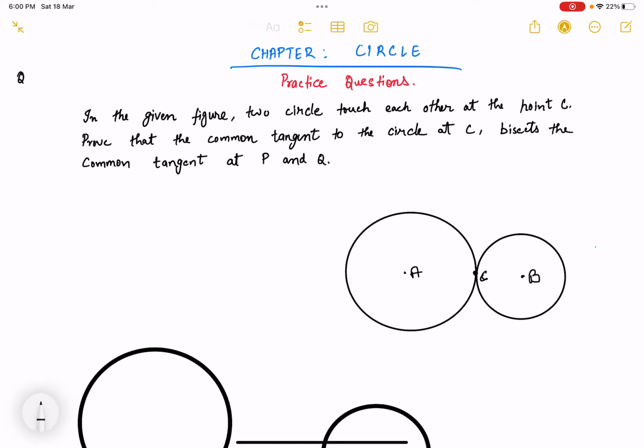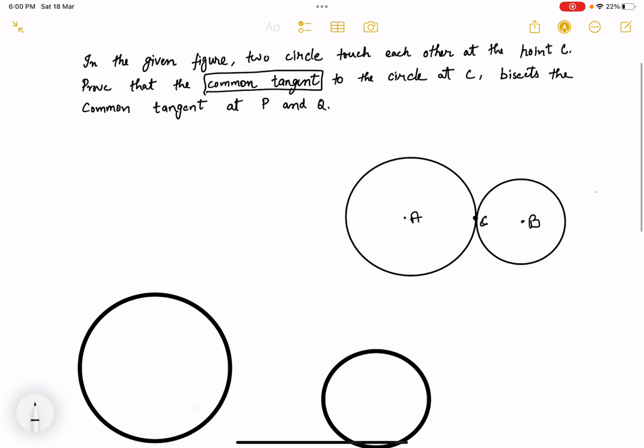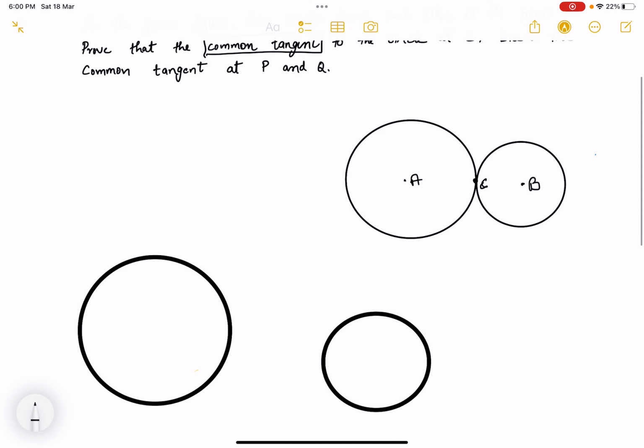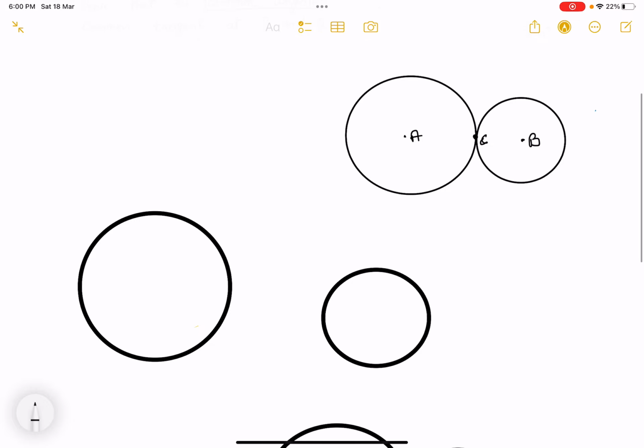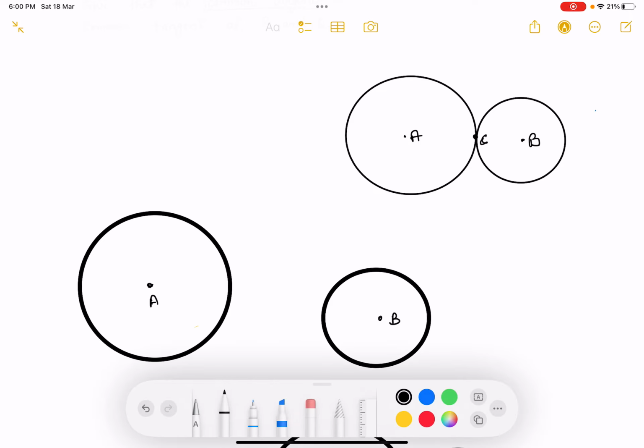Okay, then we have to prove that the common tangent. Okay, let's see common tangent first. What is a common tangent? Suppose you have two circles, two arbitrary circles, they don't touch each other. So let this be circle A and circle B. So how many common tangents can we draw? Do you have any idea how many common tangents we can draw?